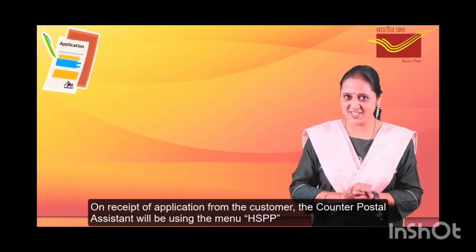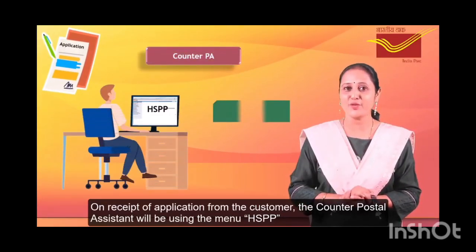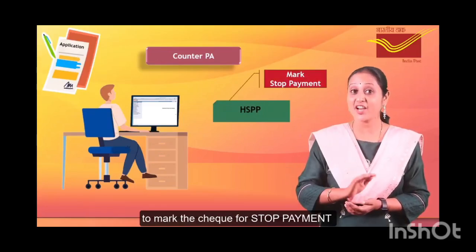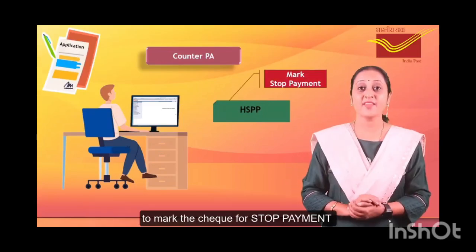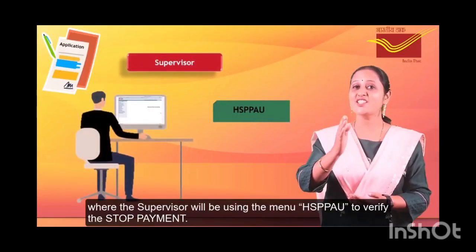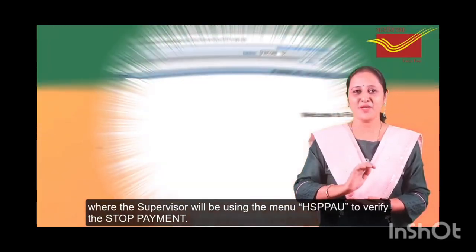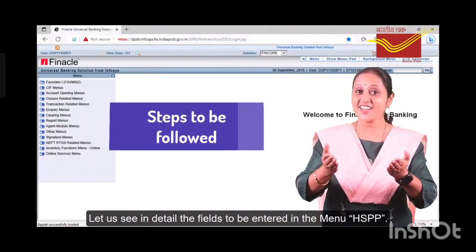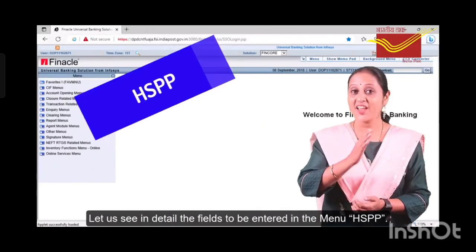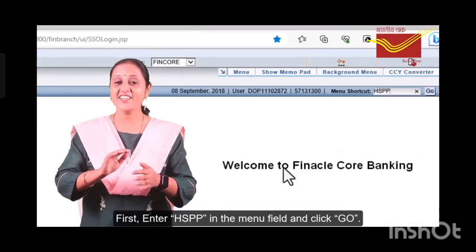On the receipt of the application from the customer, the counter postal assistant will be using the menu HSPP to mark the check for stop payment, where the supervisor will be using the menu HSPPAU to verify the stop payment. Let us see in detail the fields to be entered in the menu HSPP.